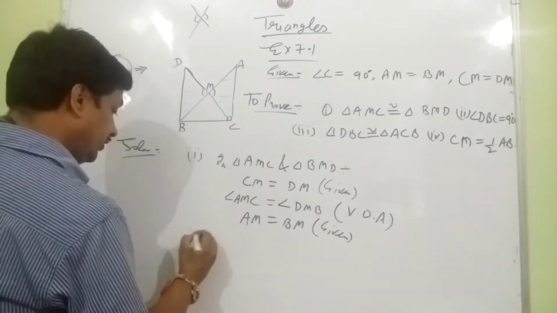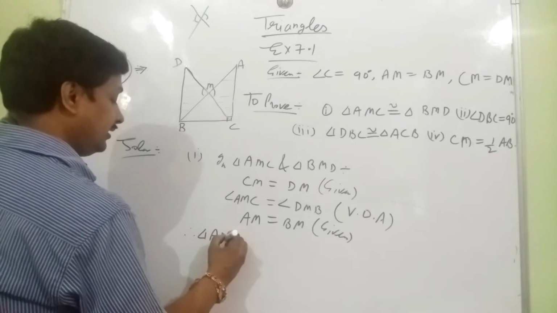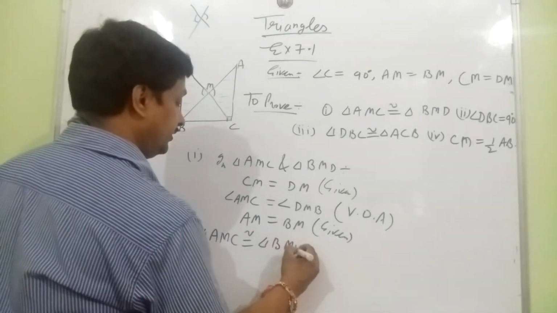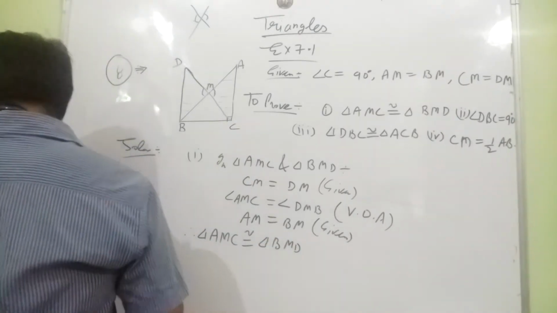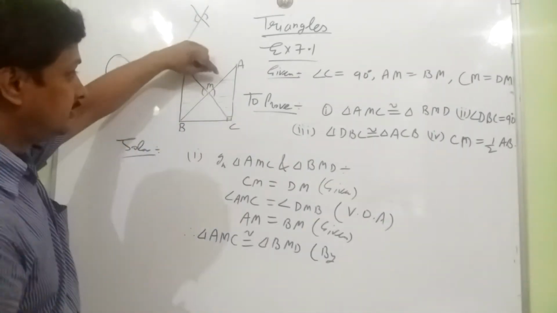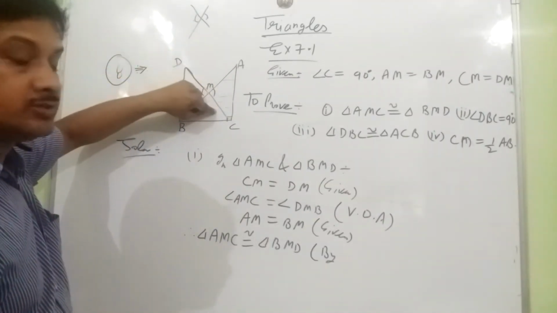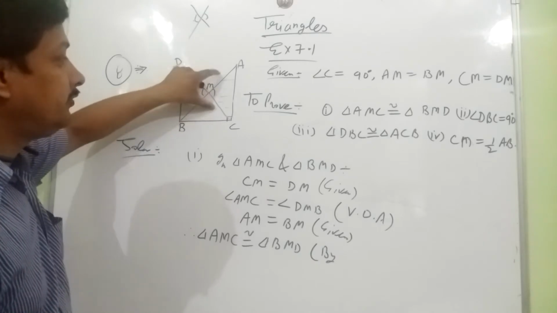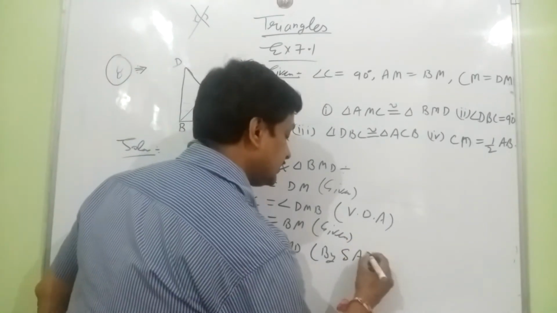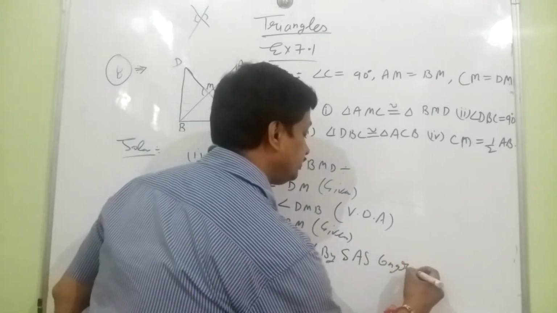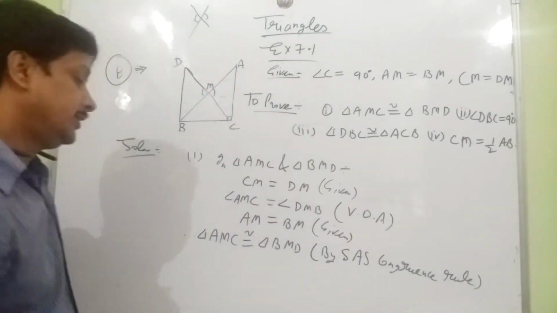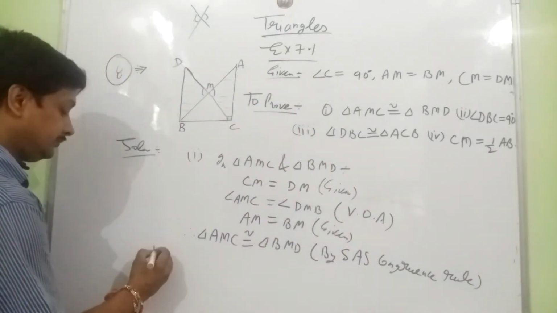So now we can say triangle AMC is congruent to triangle BMD. Which congruency is this? Side, angle, side, because we are taking the included angle between two sides, two sides and one angle, obviously it is the SAS congruence rule. So the first thing we have done.